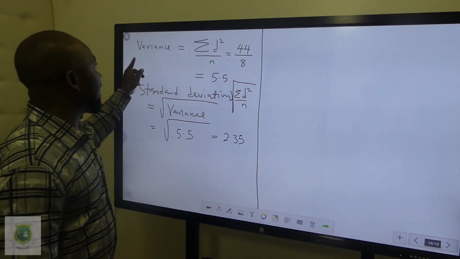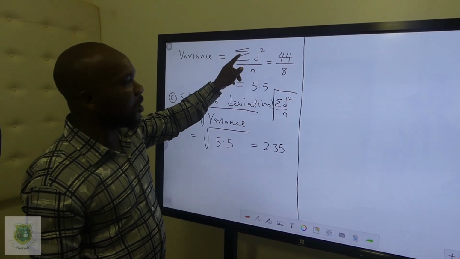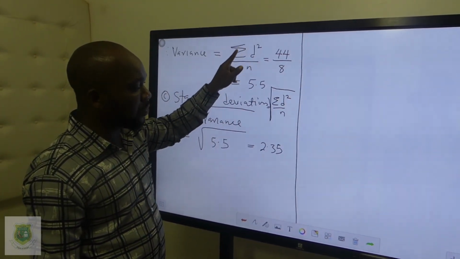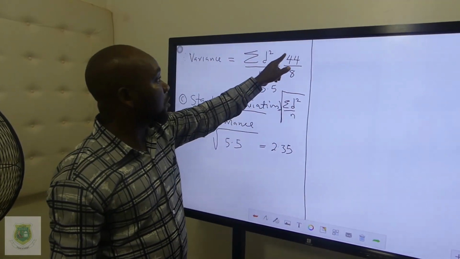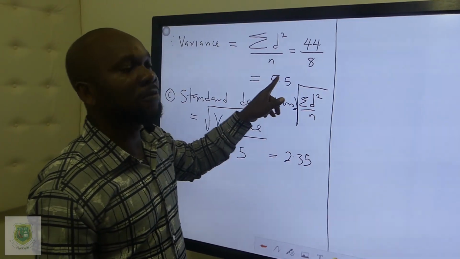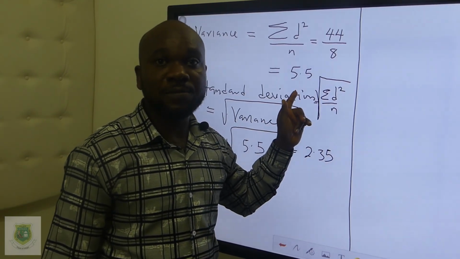Our formula says that variance is equal to summation of d square all over n. What is summation of our d square? We now pick our last number, which is 44 over what? 8. What we have is 5.5. This becomes our what? Variance.